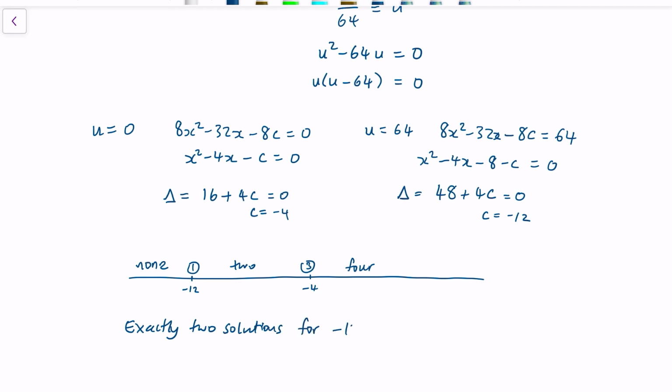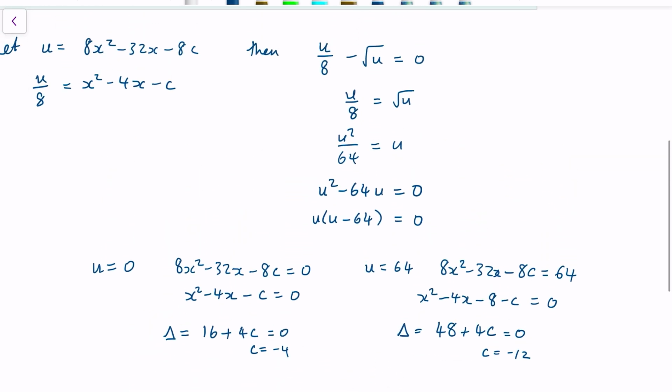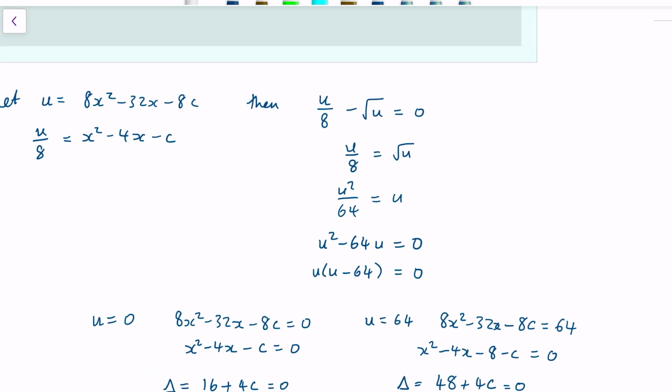For c values between minus 12 and minus 4. Now that's the answer, but there was some dodgy maths in there. I'm not going to lie. When I came up to this problem here, I squared both sides willy-nilly.